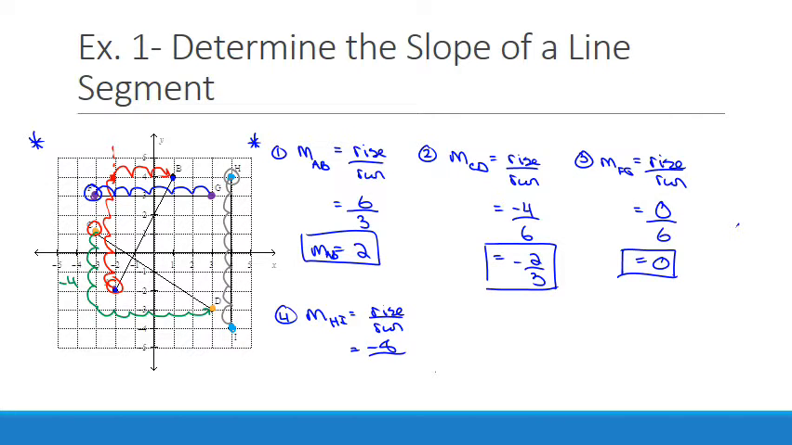Now the run. How much do we change side to side from H to I? And you can see we don't move at all side to side. So it would be 0 there. Negative 8 divided by 0. Well, that is undefined. We can't divide by 0. Or we can call it infinite in this case. So that category with the vertical line, it can be called infinite or undefined slope. Perfect. So hopefully that made some sense on how to use that formula.